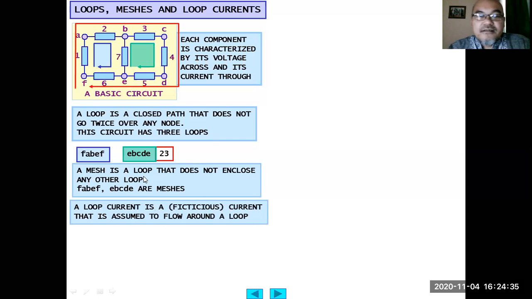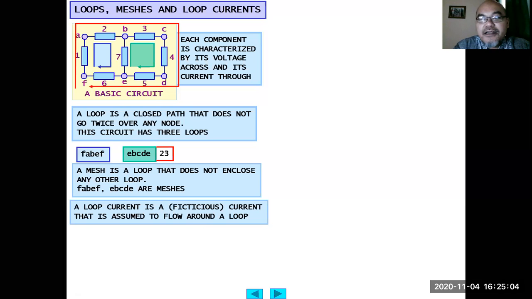A loop current, so be careful here, is a fictitious current, according to this here. Later I will check whether this English word is correct or not. A fictitious current that is assumed to flow around a loop. So a loop current is not necessarily the real current flowing through any component. Later we need to calculate again.